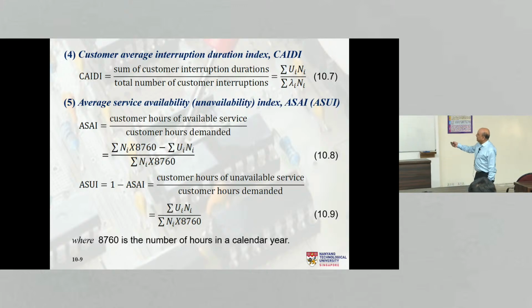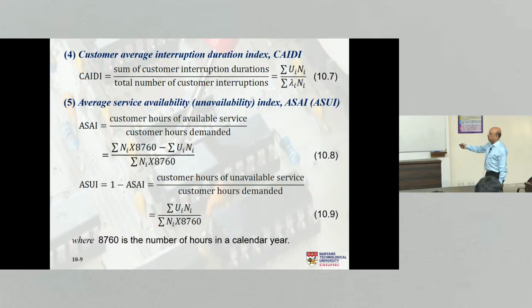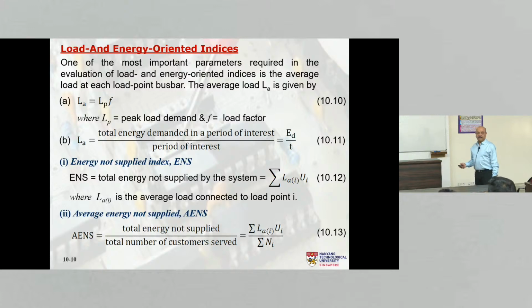Okay, and then we have average service availability index and average service unavailability index, which is obviously the complement of the availability index. And those are the equations that are used to calculate those, where the total number of hours in a year is 8760. So these are the main customer oriented indices. Then we have the load and energy oriented indices. So average load is LA, peak load is LP, and LA is defined by this particular equation.